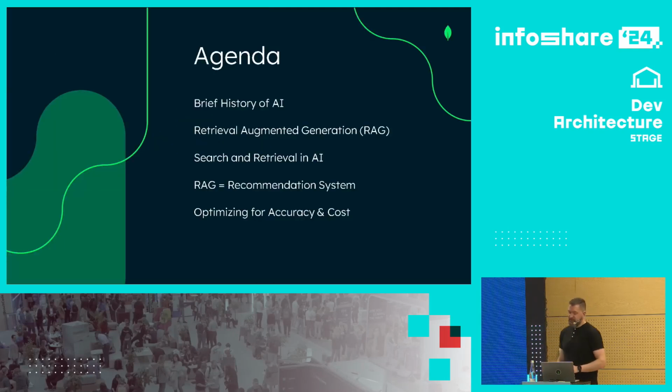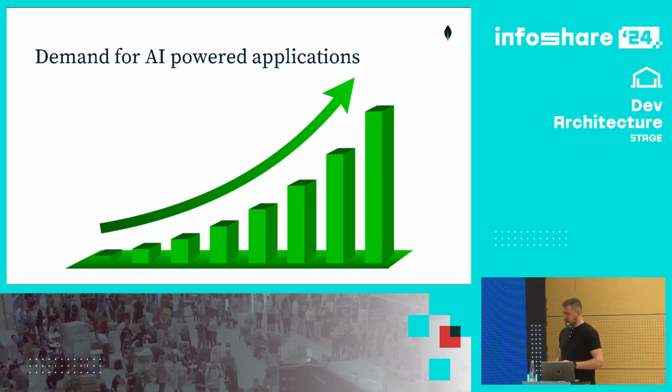Let's look at the agenda here. First of all, we're going to get a brief history of AI, and then we're going to talk about Retrieval Augmented Generation. We're going to look at search and retrieval in AI, and then how we can think of RAG as a recommendation system. We're going to breeze through those topics really quick because those are the basics. And we want to get to the heart of this talk, which is optimizing for accuracy and cost. That is where the RAG to riches comes from. How can we optimize your RAG pipeline for accuracy and cost? So let's dive straight into it.